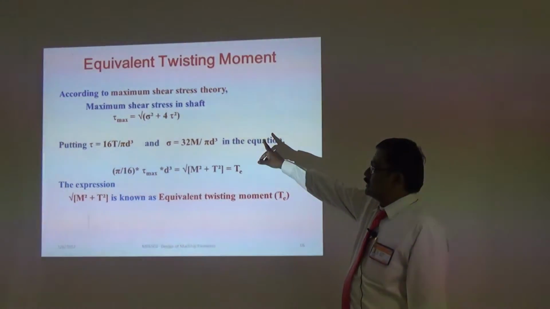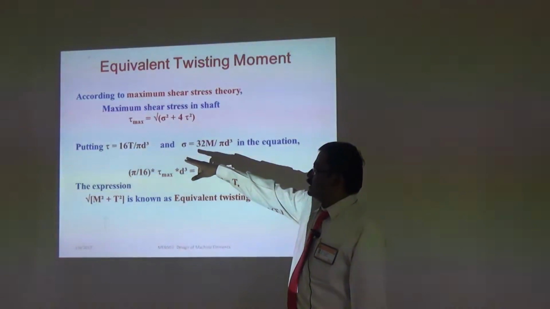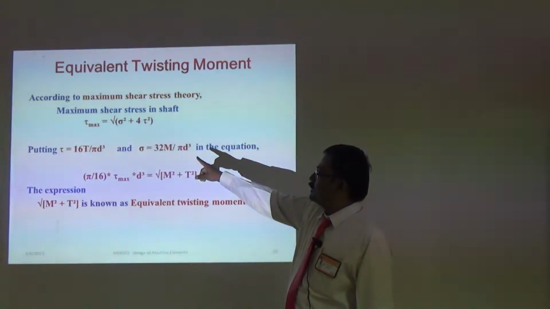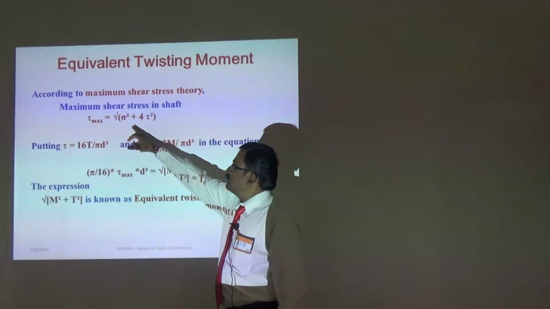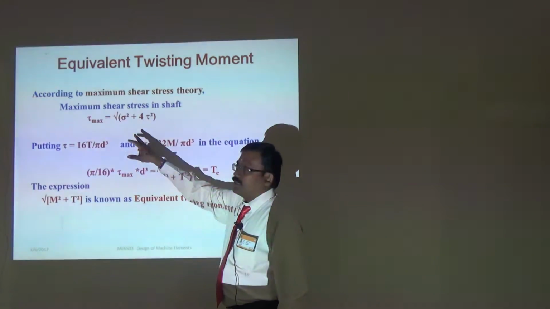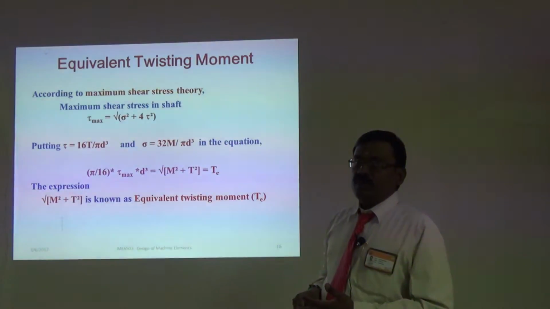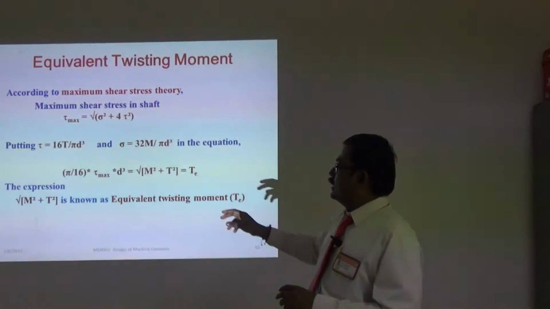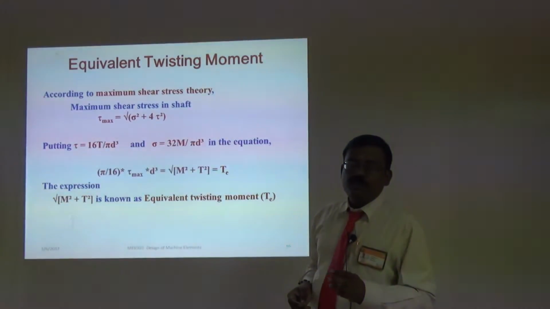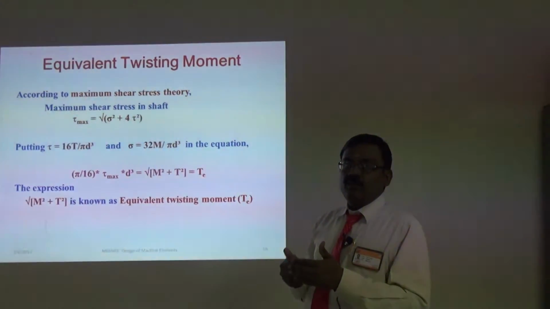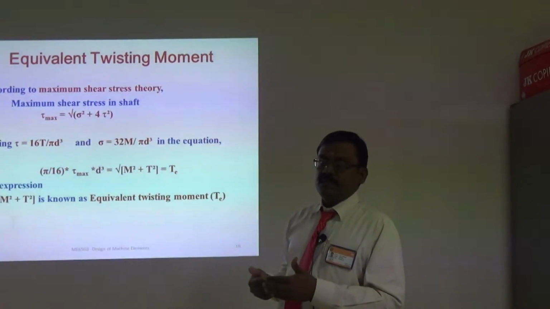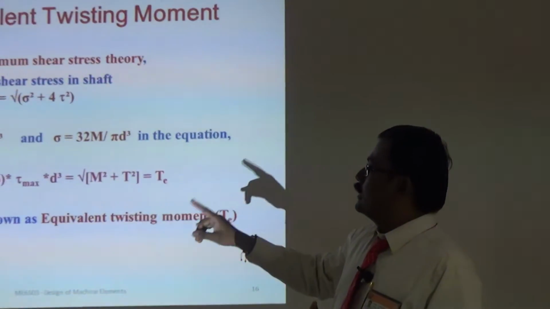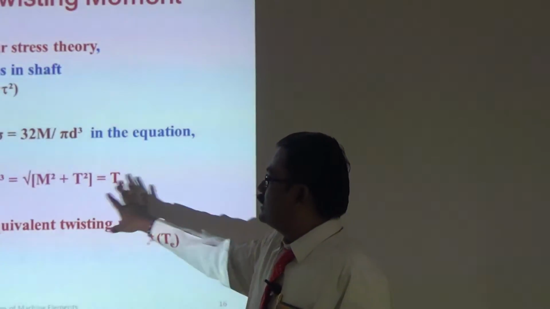According to the maximum shear stress theory, we have the expression tau max, that is the maximum shear stress possible on the material, equal to root of sigma square plus 4 tau square. As I told you, sigma and tau should be measured based on the pure bending moment and twisting moment. The sigma value is the bending stress induced due to bending moment alone, and tau is the shear stress induced due to the twisting moment alone. After calculating these two using the bending equation and torsion equation, substitute those values. So, we will get the tau max value, and that tau max value should be used for designing this shaft.